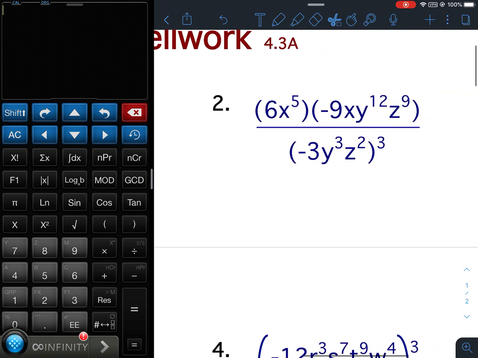Number 2, I cannot divide because I've got parentheses in the numerator and parentheses in the denominator. In the numerator, since I have parentheses side by side, that means I have multiplication. On the bottom, see the parentheses with the exponent on the outside? That is the power of a product, which means I need to take negative 3 to the 3rd power.